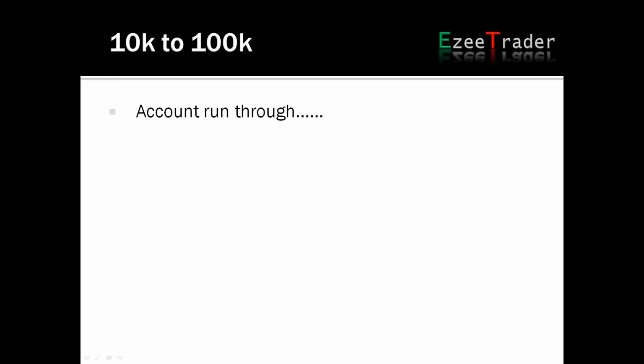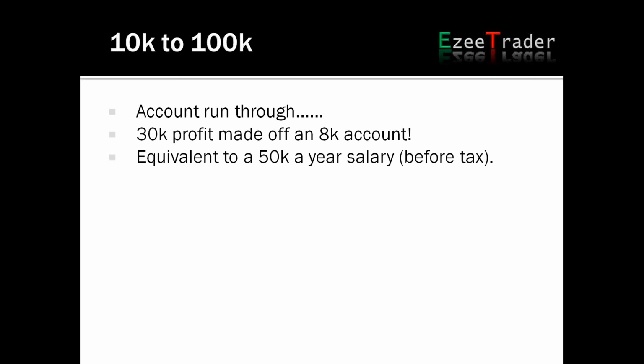Let's put this into perspective. I'm up 375% on this account so far. I've turned a 30,000 profit off an £8,000 account, so it's gone up to 38,000. That's the equivalent of a £50,000 a year salary before tax, especially if you're spread betting. And to do 375% over this next year to get it up to 100, from where I currently am I only need to do about 130%.